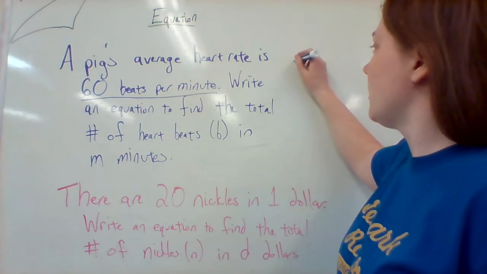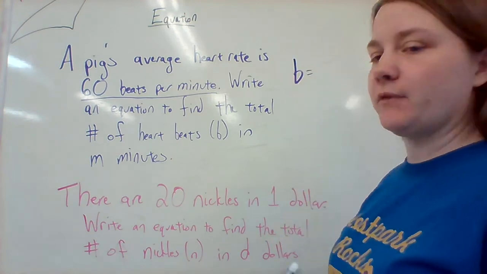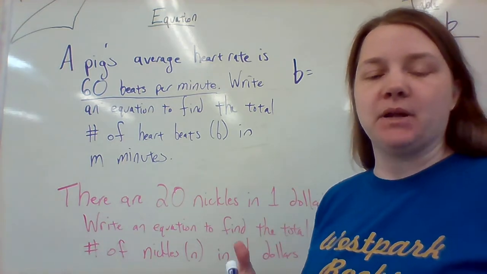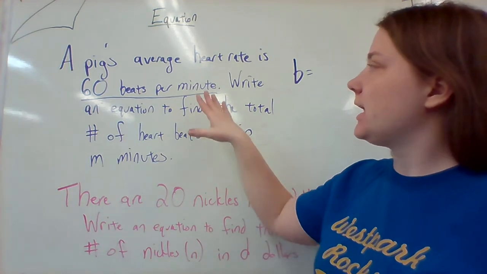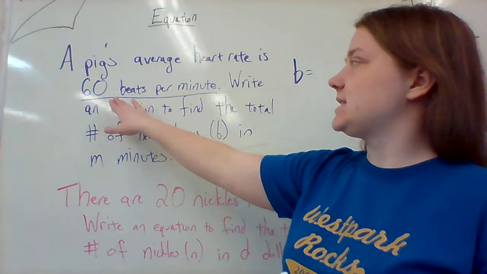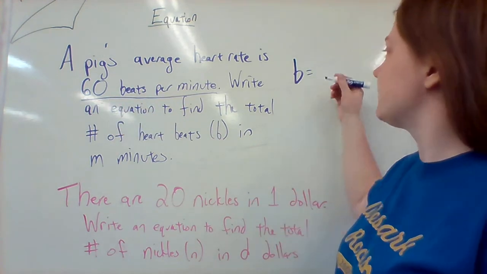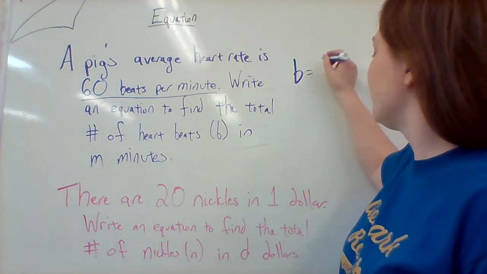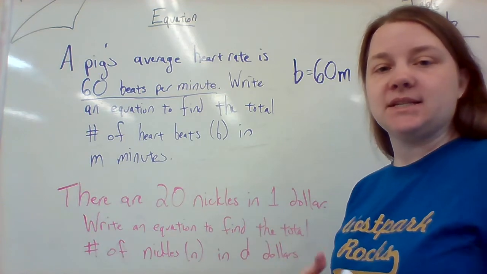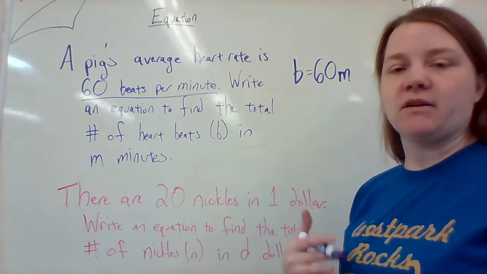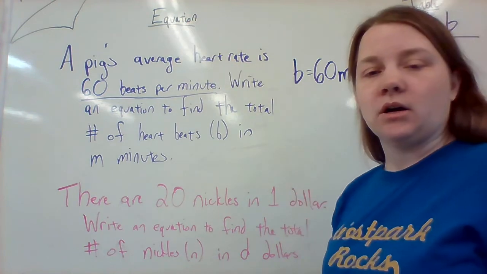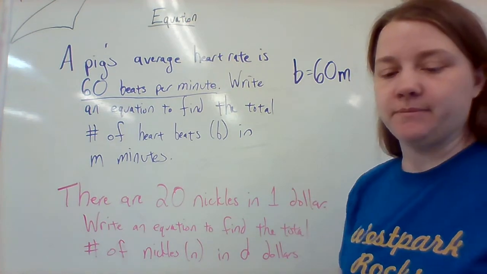So we want to know what is B for every m that you have, for how many beats happen in every minute. And if we look at our word problem, it says there are 60 beats per minute. So that means for every minute, there are 60 beats. We would multiply the number 60 times the number of minutes to figure out how many beats there are. That is showing our function as an equation.